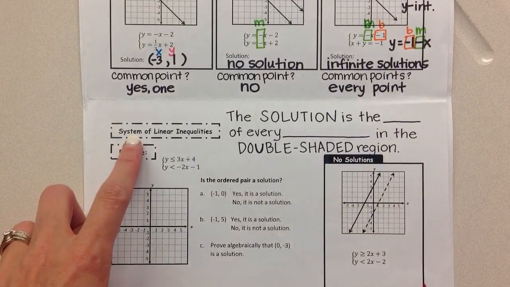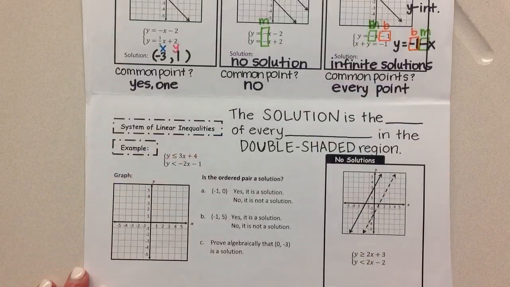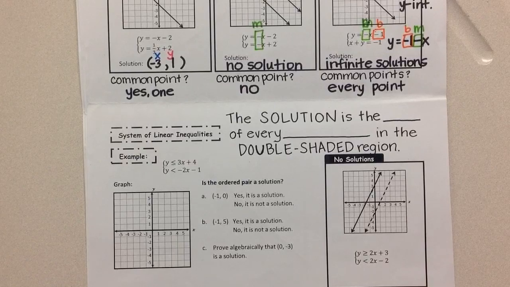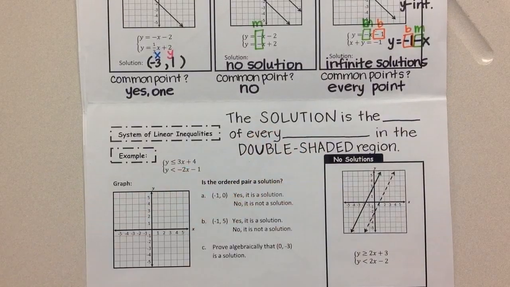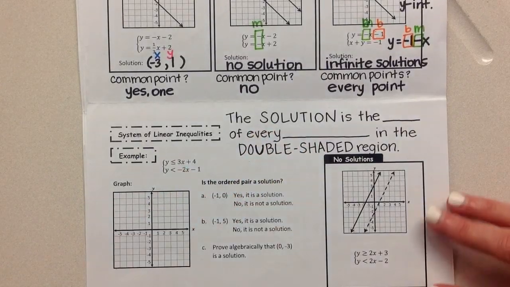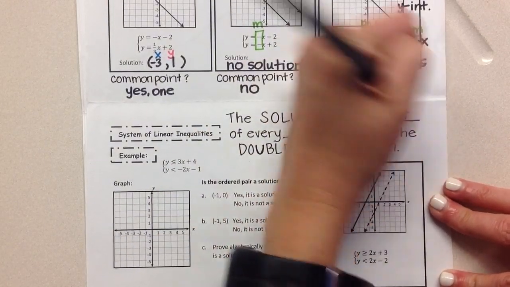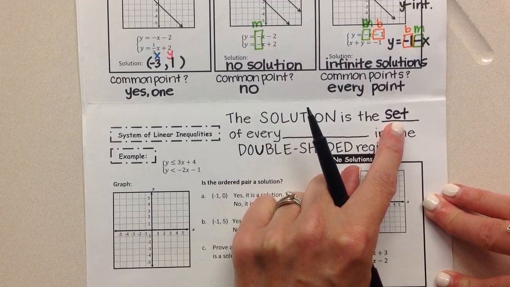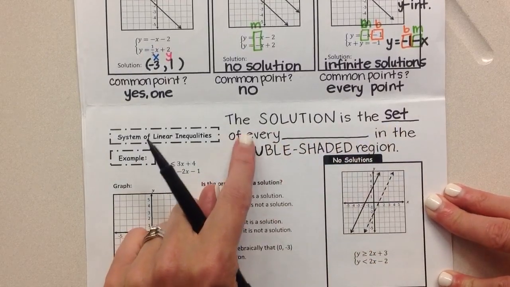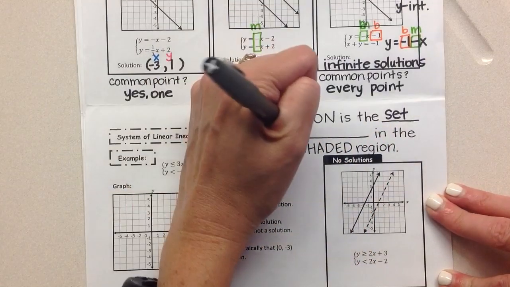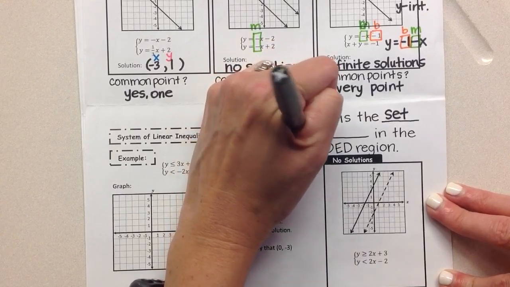So remember, a system of linear inequalities is just when you have two inequalities. So what we're going to do is talk about now the solution. The solution to a system of linear inequalities is the set, and that should tell you that there's more than one. If you have a set of points, you have more than one point. So the solution is the set of every ordered pair.